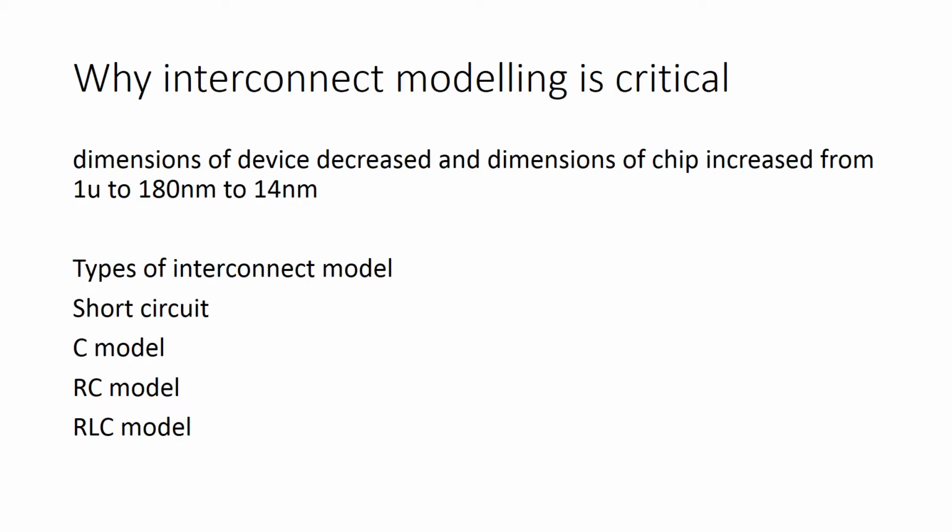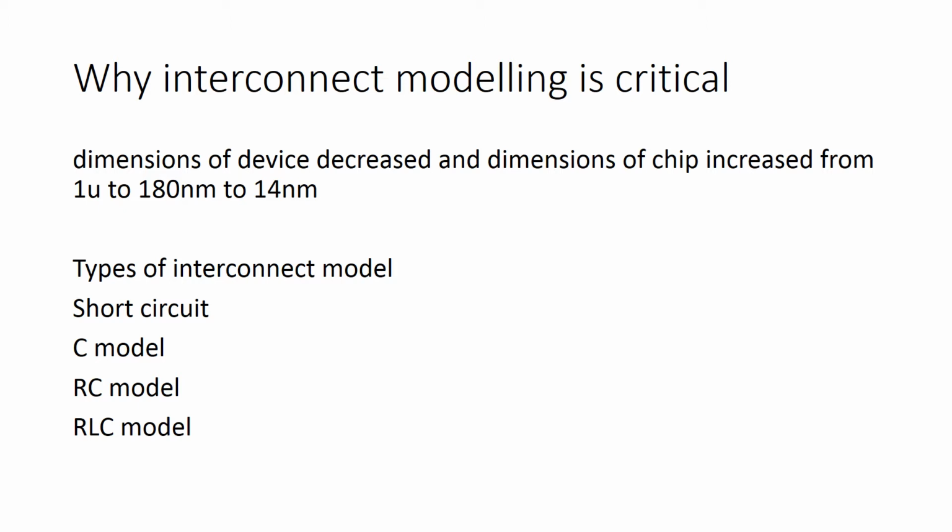So why is interconnect modeling critical? Because we have scaled down the interconnects from 1 micron to 14 nanometer over a period of 30-40 years. So, types of interconnect model. Earlier, because it is a conducting wire, it was modeled using a short circuit model, so the wire is a short.